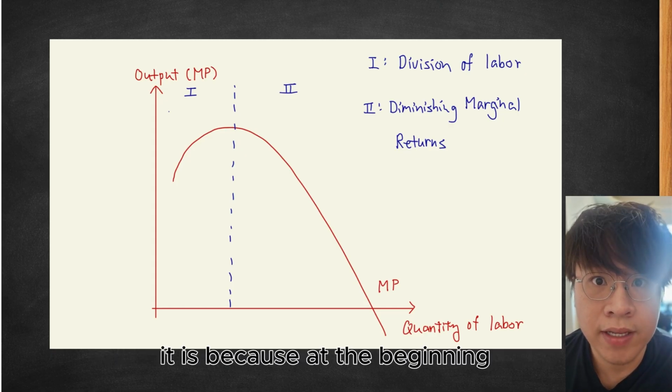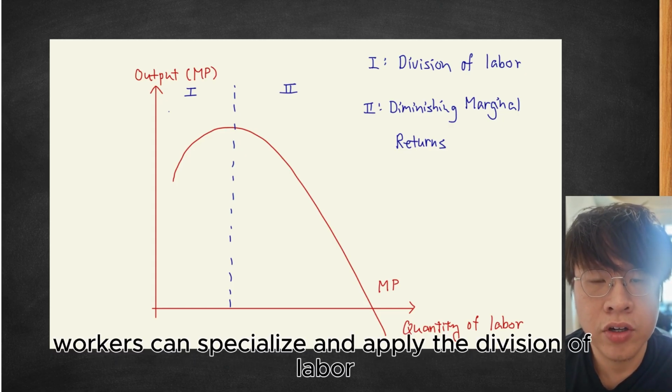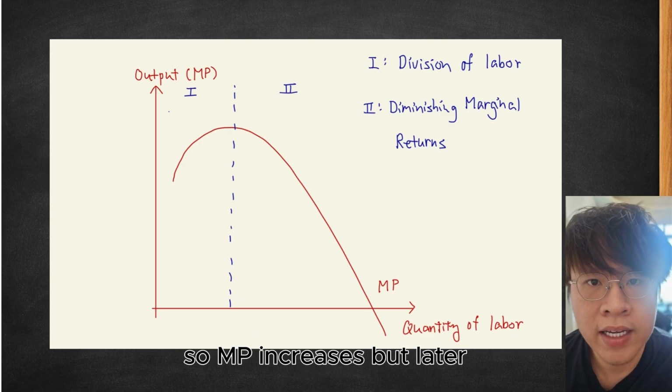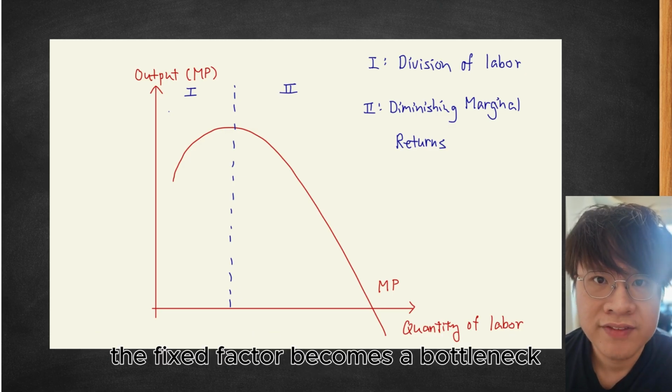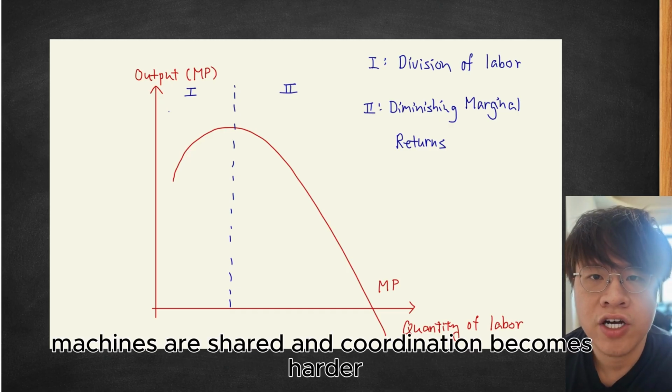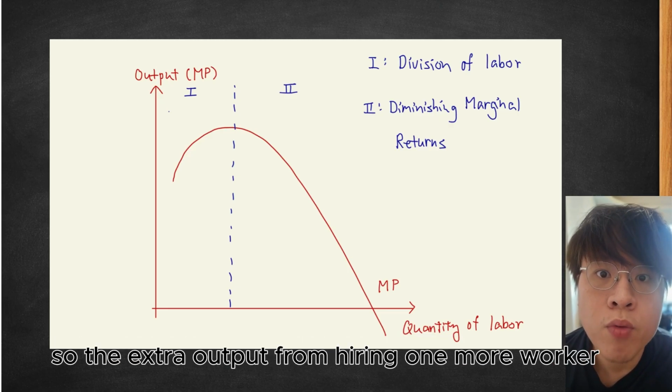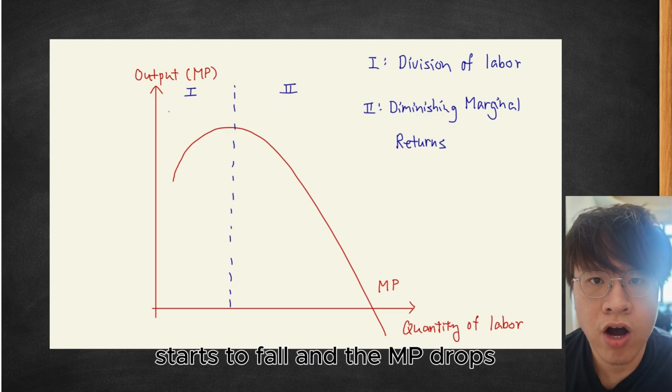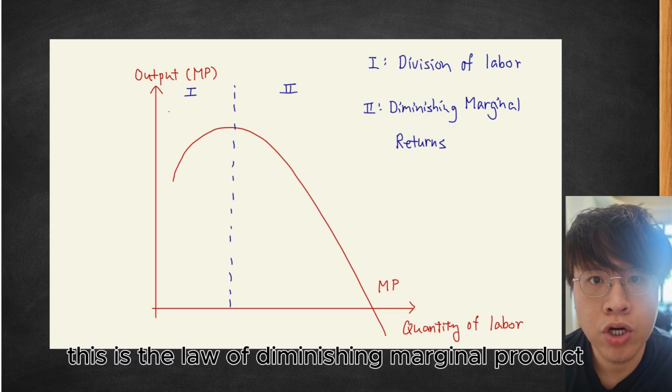It is because at the beginning, workers can specialize and apply the division of labor, so MP increases. But later, the fixed factor becomes a bottleneck. The workplace gets crowded, machines are shared, and coordination becomes harder. So the extra output from hiring one more worker starts to fall and the MP drops. This is the law of diminishing marginal product.